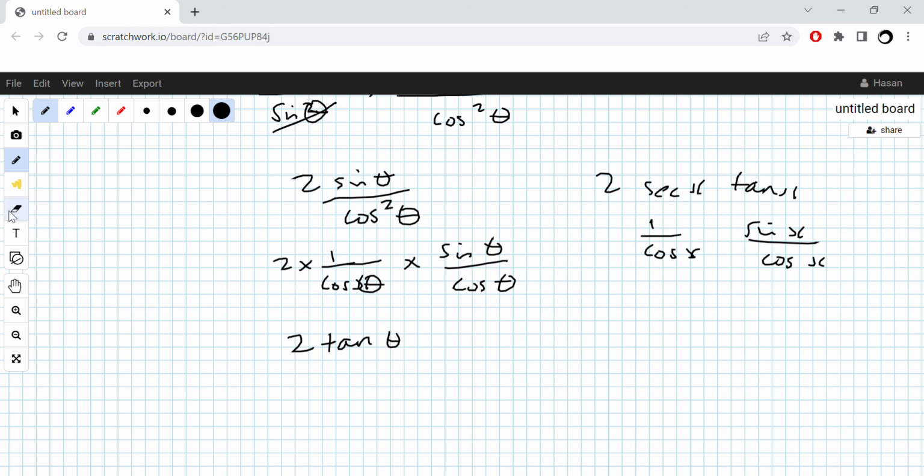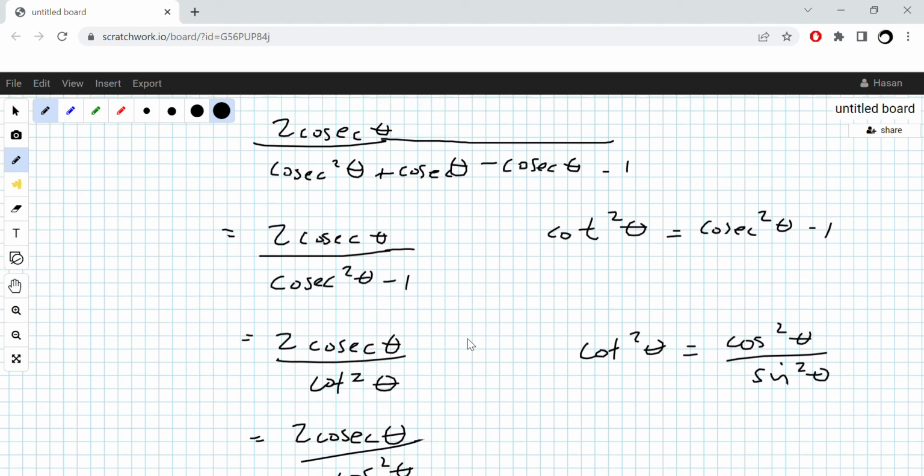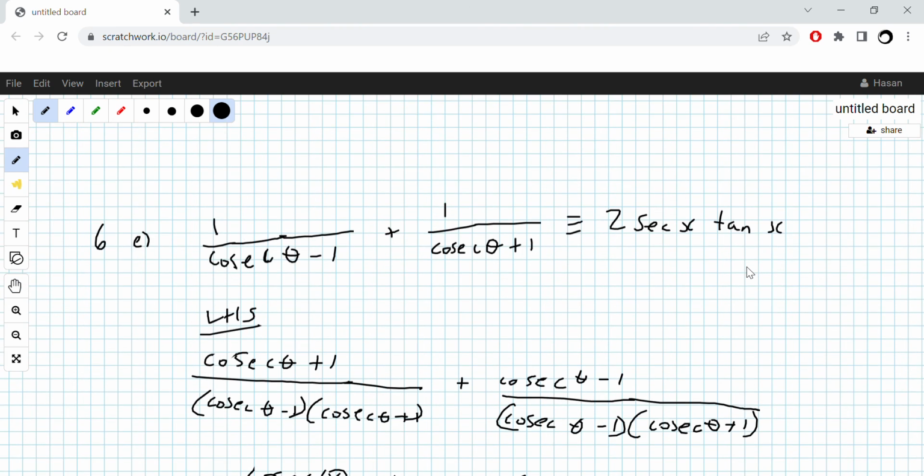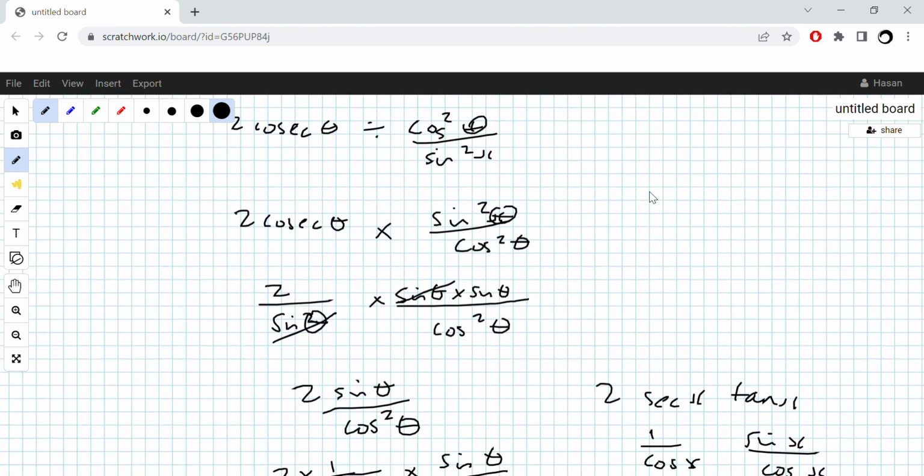1 over cos theta is the same as sec theta, and sin theta over cos theta is the same as tan theta. And that's what they wanted: 2 sec theta tan theta. And we've proven that.